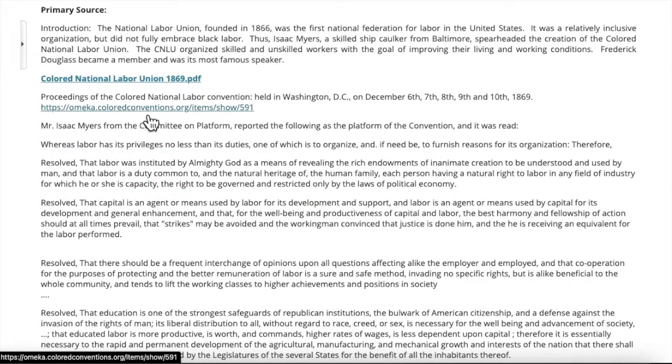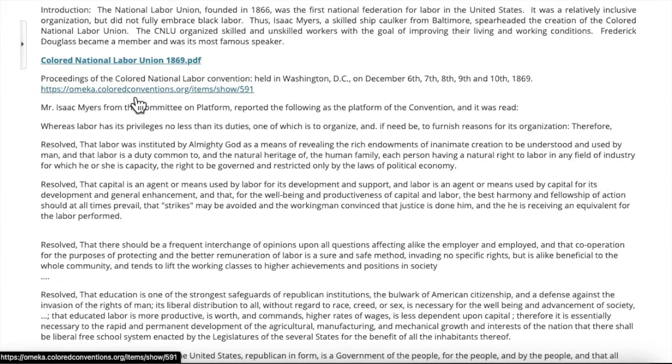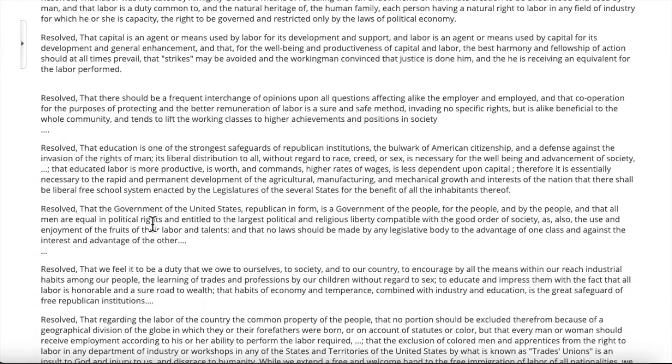But this is an excerpt from this document, and this is the excerpt you must focus on. Now, you could open this up and read it as it was in the form it appeared in 1869, but it's also written here, so you can just read this.